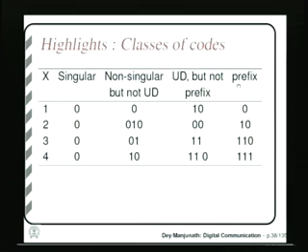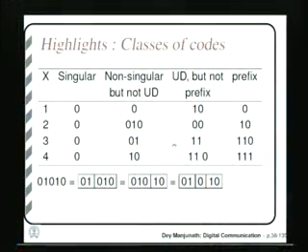Such codes are called prefix codes or prefix free codes or instantaneous codes because they can be decoded instantaneously. Here no code word is a prefix of another code word. In that kind of codes, the codes can be decoded instantaneously.